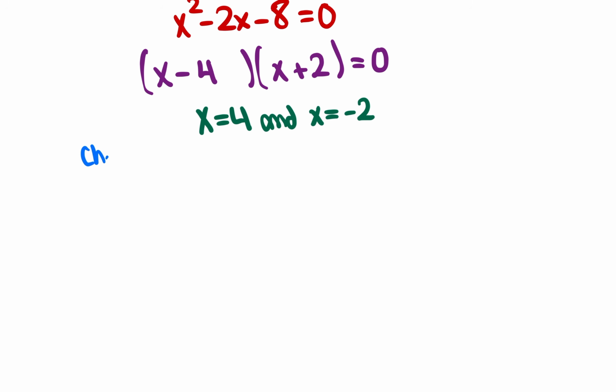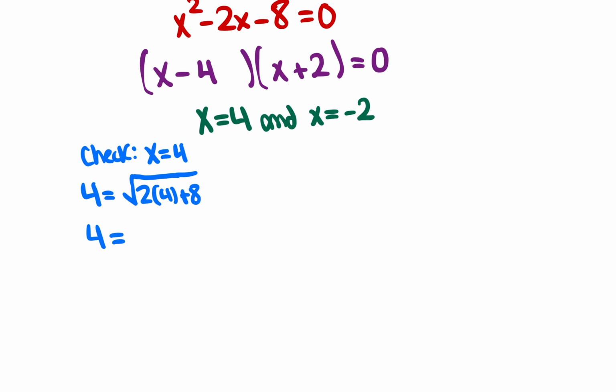So let's begin by checking x is equal to positive 4. So we have 4 is equal to the square root of 2 times (4) plus 8. On the left-hand side, we have 4. On the right-hand side, we have 2 times 4. That gives us positive 8. Positive 8 plus 8 will give us positive 16. So we have 4 on the left, and the square root of 16 is going to be 4 as well. So this one checks out.